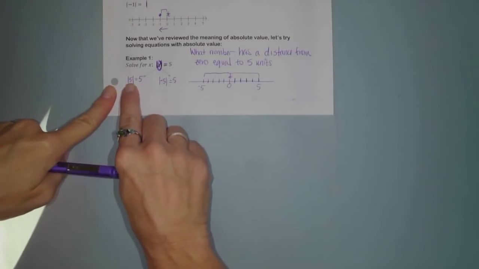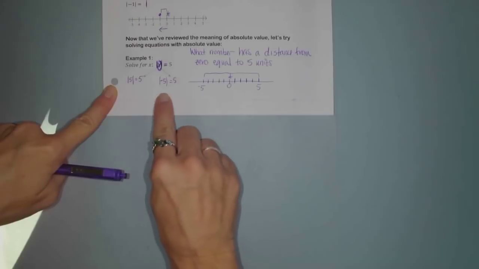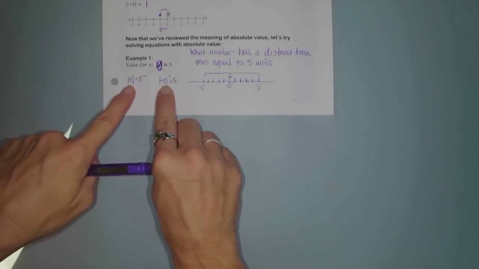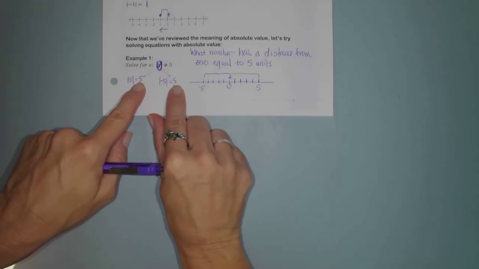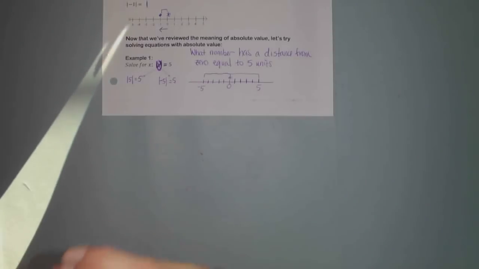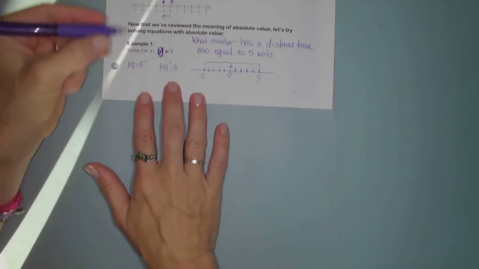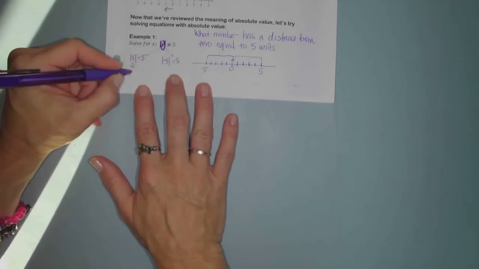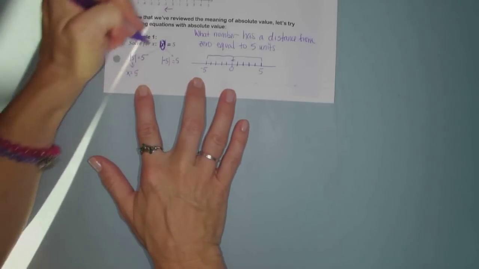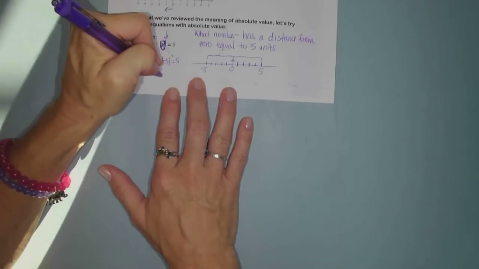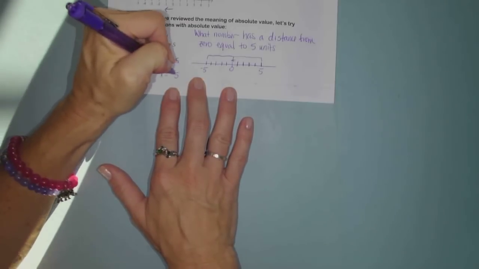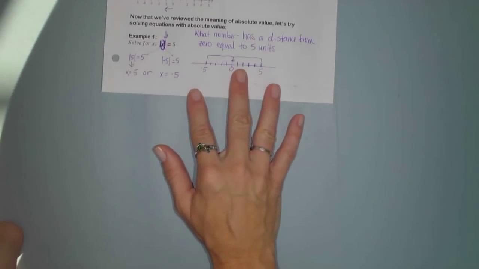So whether you're at positive 5 or negative 5, either one of these, you are 5 units from 0 on the number line. So the answer to this problem, what's X? Well, X can be a positive 5, so a positive 5 can slide in there, or X can be a negative 5. Okay? All right, let's flip it over.